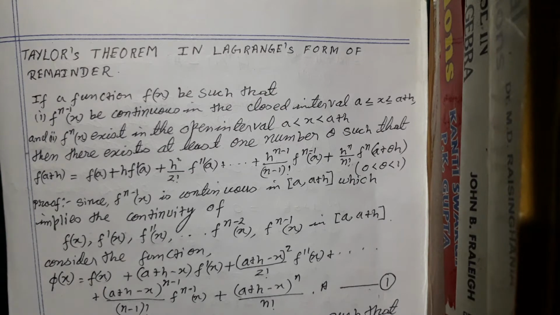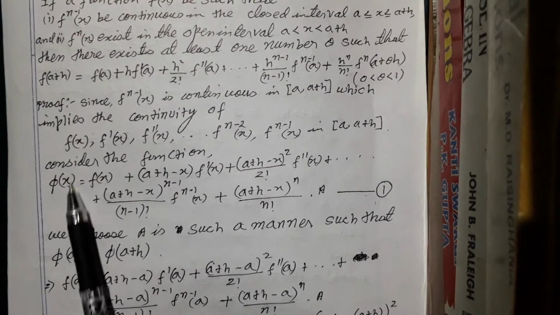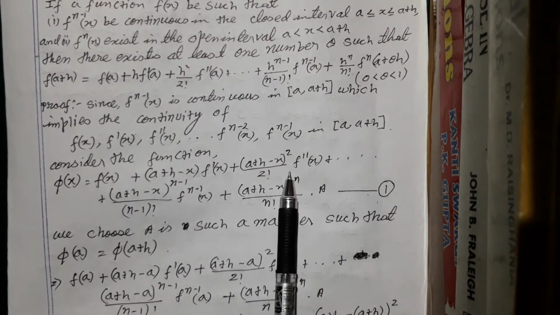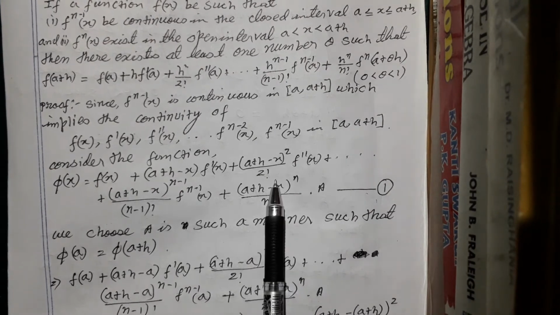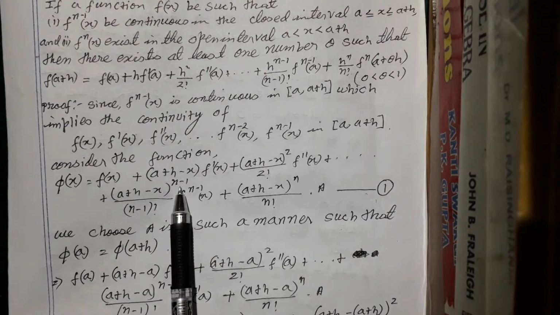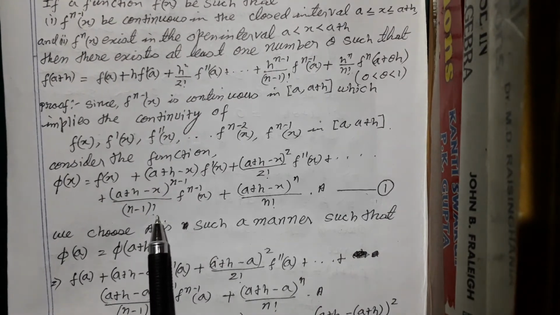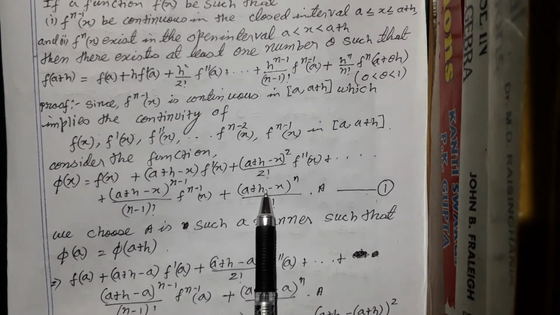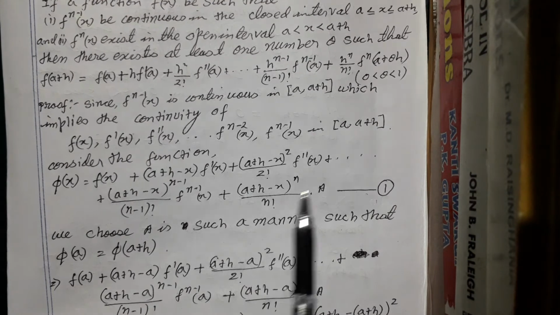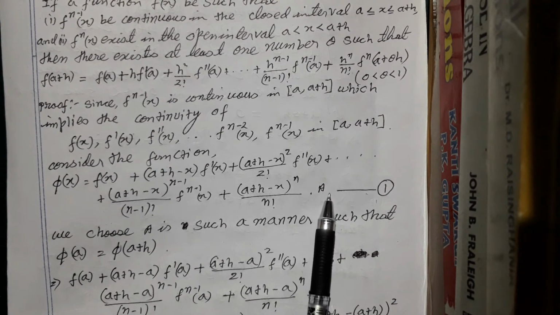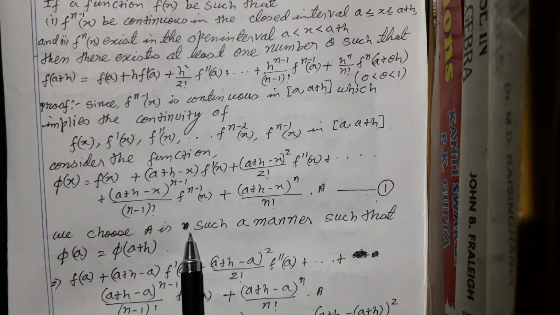We are considering this function phi(x). Phi(x) = f(x) + (a+h-x) f'(x) + (a+h-x)^2/2! f''(x) + ... + (a+h-x)^(n-1)/(n-1)! f^(n-1)(x) + (a+h-x)^n/n! A. We are choosing this A in one condition. That condition is that phi(a) should be equal to phi(a+h).